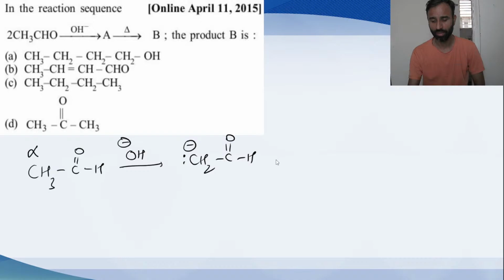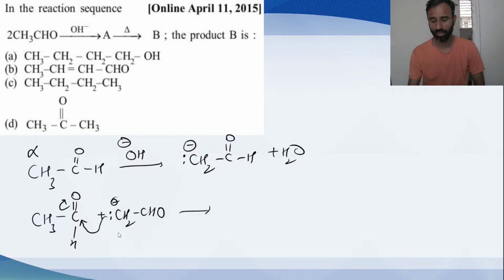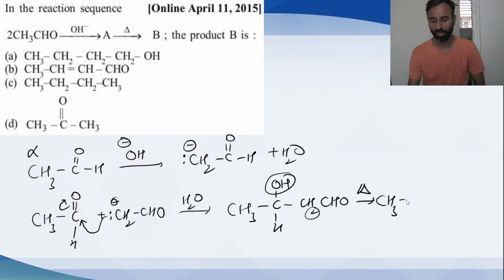this resonance stabilized ion, and then this nucleophile will attack another acetaldehyde. In the presence of water, we get this product, which on heating loses OH and H, so we get CH3CH=CH-CHO. E option is the correct one, and this is the aldol condensation reaction.